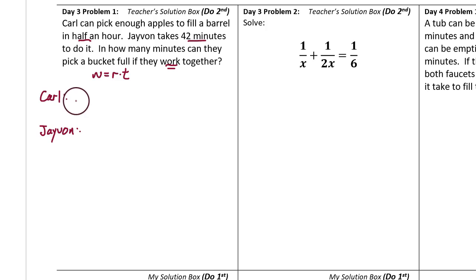Let's figure out the rate that Carl can pick the apples. The first sentence says, Carl can fill a barrel in half an hour. Because the other person's time is given in minutes, and because the question asked in how many minutes can they do this, we need to convert the half an hour into 30 minutes. Let's use that value to get Carl's rate. If Carl takes 30 minutes to fill a barrel, then he can fill 1/30 of a barrel each minute.